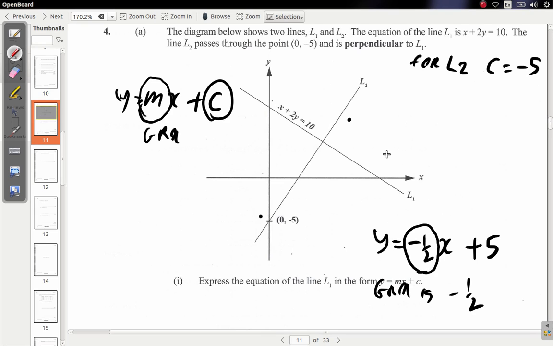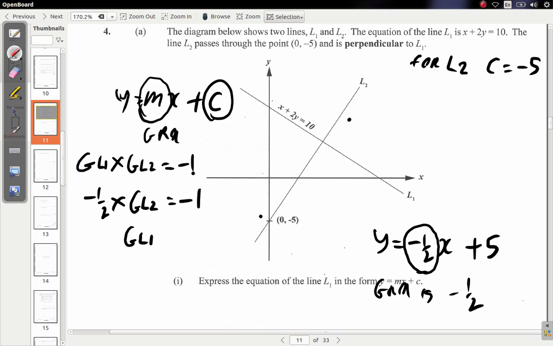Remember, L1 and L2 are perpendicular, they are at 90 degrees. And you know the gradient of L1. So how are you going to get the gradient of L2 now? You have to remember the relationship between the gradients of two lines when they're perpendicular. The gradient of L1 multiplied by the gradient of L2 equals -1. That is not on the formula sheet, so you have to remember it. When you multiply the gradients, you get -1. So the gradient of L1, -1/2, multiplied by the gradient of L2, whatever that is, equals -1.